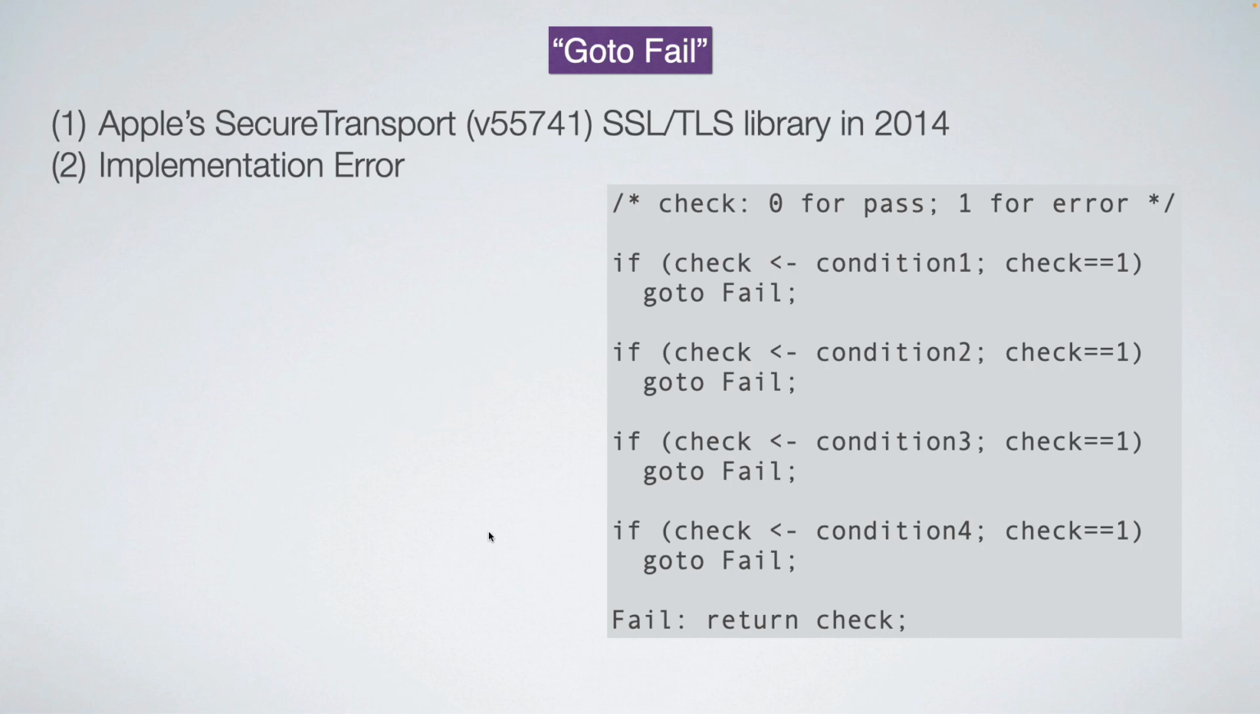So the code will basically check condition 1. If it's a 0, which is good, then it will go to the next line. But if it's a 1, which is bad, then it will just jump directly to returning a 1 to whoever called it. Okay? Is there a problem with this code? You shouldn't use go to. Okay, so that's one thing first. People don't like goto. Okay, setting that aside, is there a problem?